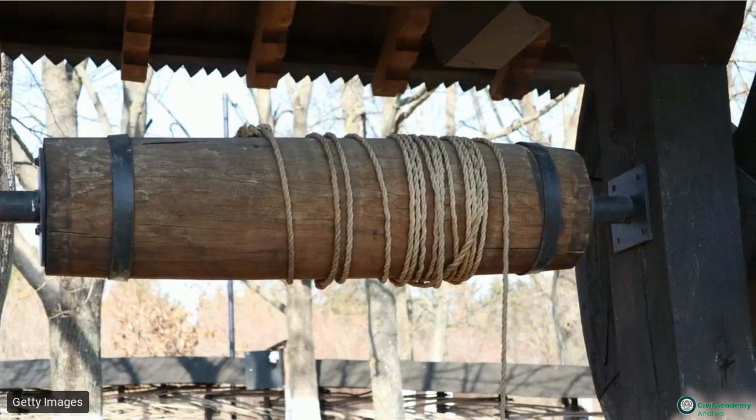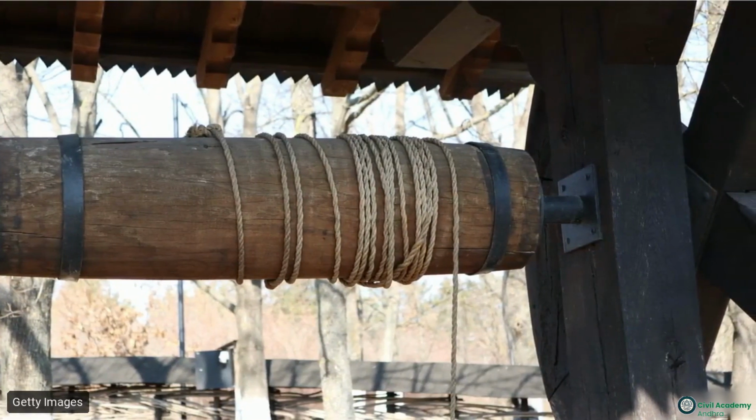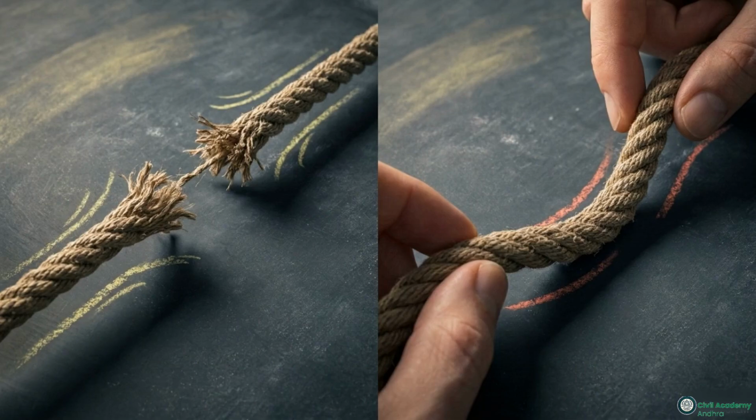In this system, friction operates along the entire contact arc where the rope meets the wooden cylinder. When a rope is wrapped around a fixed drum like this to hold a load, the friction between the rope and the wood creates a massive difference between the tension on the tight side holding the weight and the effort required on the slack side.